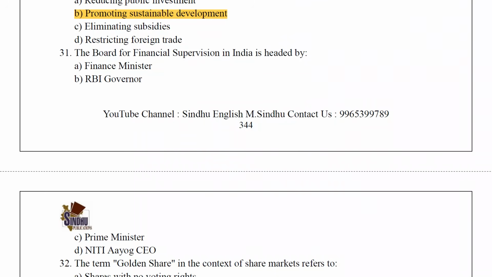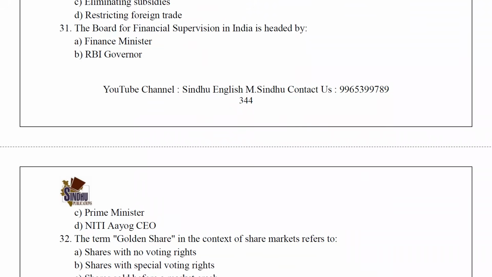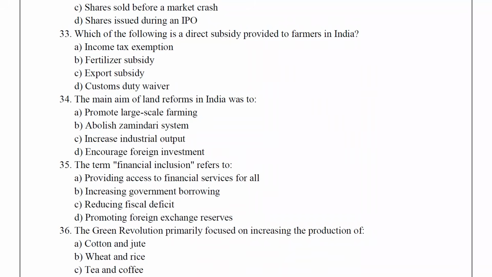The Board for Financial Supervision in India is headed by the RBI Governor. The term golden share in the context of share market refers to shares with special voting rights. Which of the following is a direct subsidy provided to farmers in India? Fertilizer subsidy.